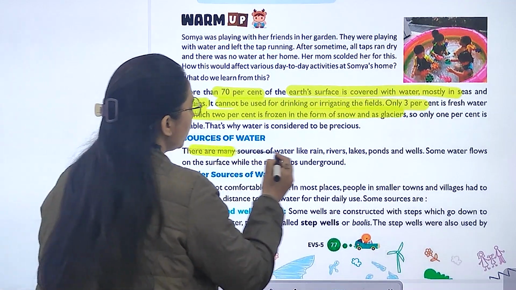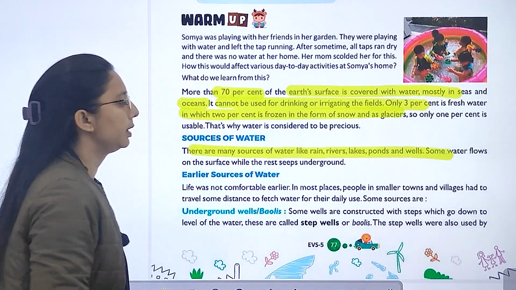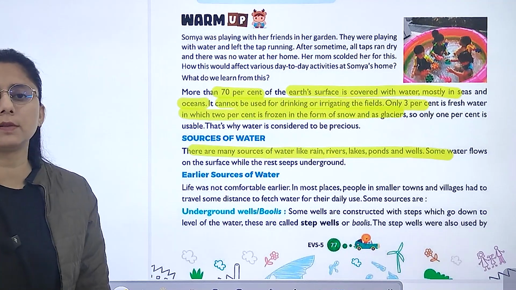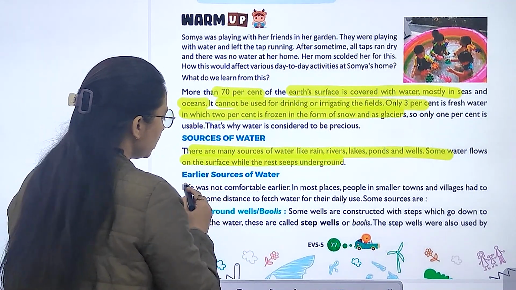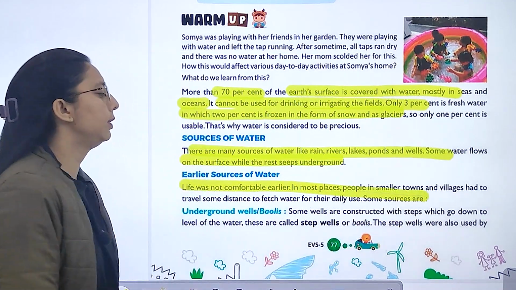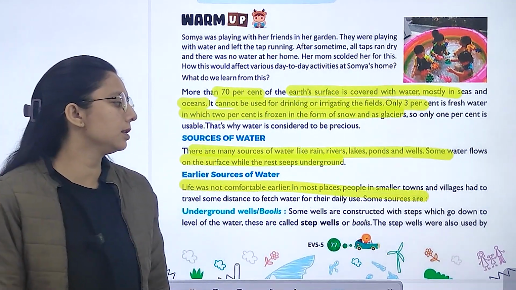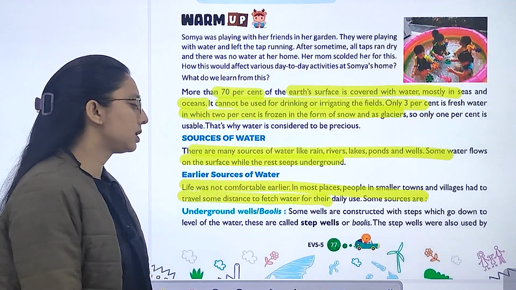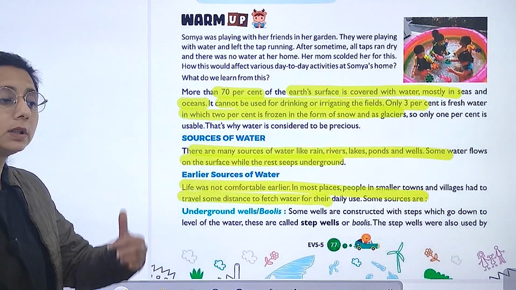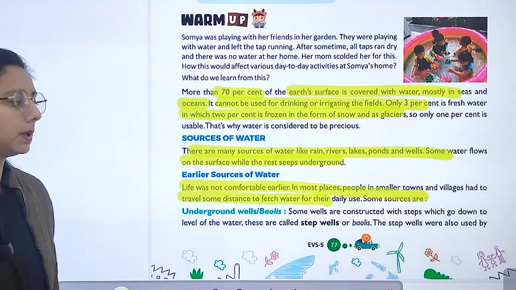So sources of water, there are many sources of water like rivers, rain, lakes, ponds and wells. Some of them hold fresh water. Earlier, life was not comfortable. In most places, people in small towns and villages had to travel some distance to fetch water. आपको बहुत लंबे distances travel करके जाना पड़ता था.